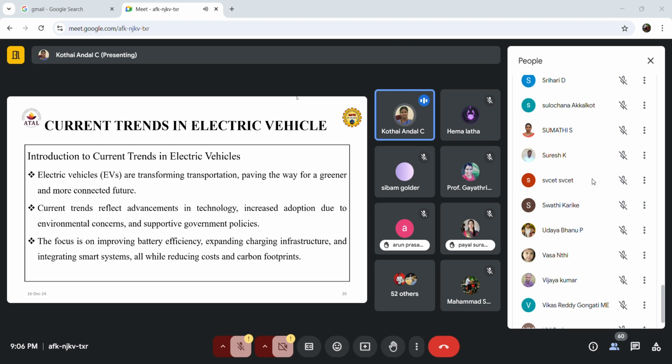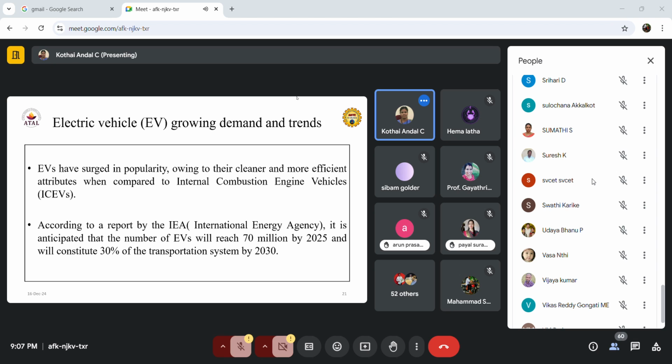When we go to the current trends, they are focusing on improving battery technology and efficiency, as well as expanding the charging infrastructure, as well as how we are integrating it. Because of the electric vehicles we are using, the power demand is increasing. So how do we meet this increasing power demand? How do we integrate this with renewable energy sources? That way, we can reduce the cost and the carbon footprint. These are the major current areas that research and all the advanced technologies are moving towards.